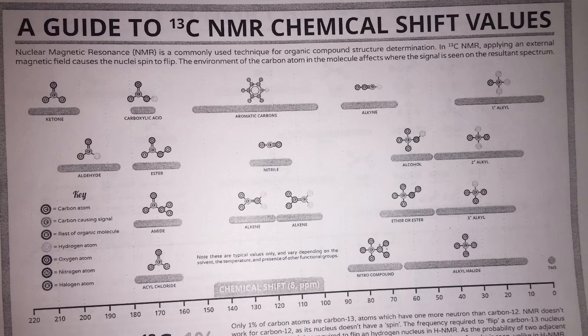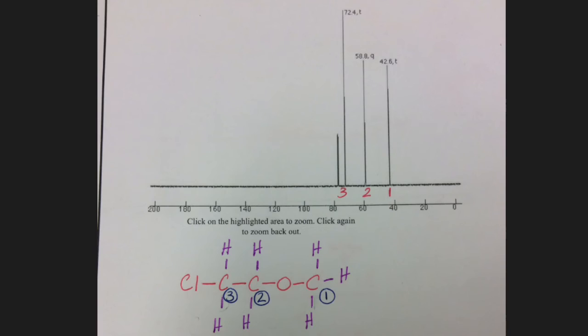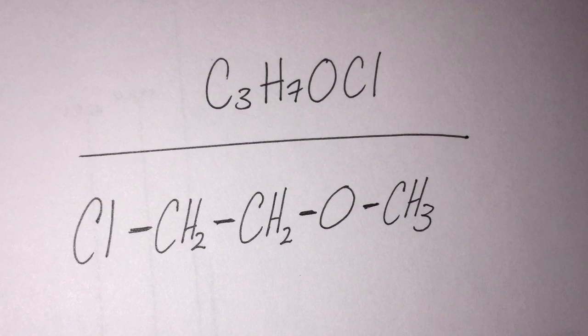Alright, so we can also look at an infograph to determine the different environments of the carbon in our structure. For the peak I labeled 1, it was at 42.6. We can match it up to a primary alkyl. And then for the peak I labeled 2, which is at 58.8, we can probably match that up to a secondary alkyl. The other one doesn't really fall into place, but we can see how electronegative it is. It could be closest to the chlorine. In the end, this is what our structure should look like.